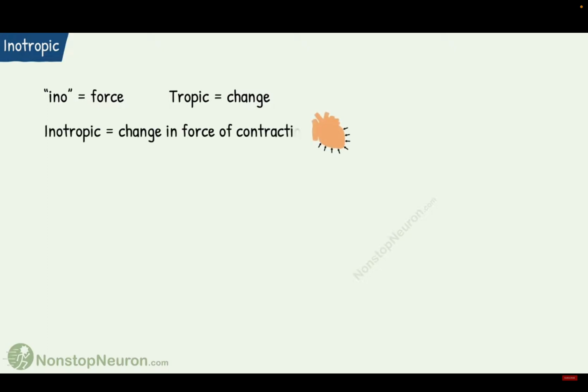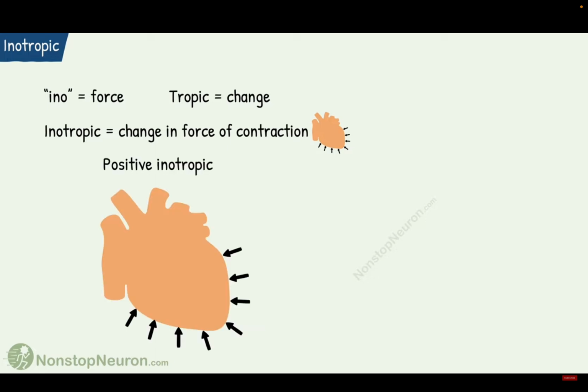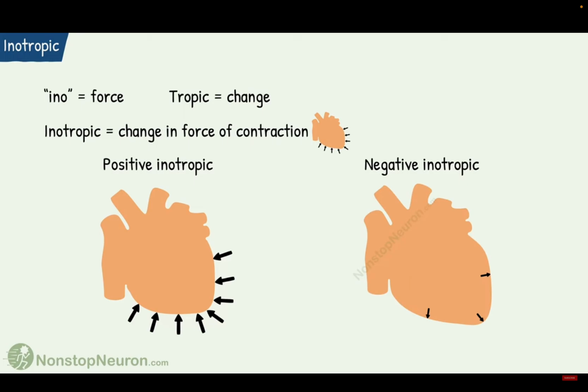Next we have inotropic effects. Ino means force and tropic means change. So the inotropic effect means a change in the force of contraction. Positive inotropic means an increase in the force of contraction, and negative inotropic means decrease in the force of contraction.